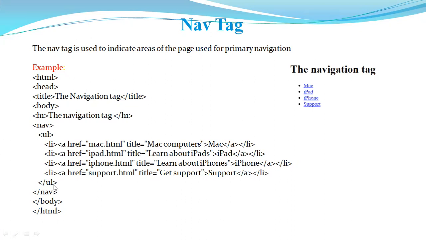The unordered list can be closed. Then the nav tag should be closed. The body tag should be closed. Then HTML should be closed. When we click on the Mac, it goes to mac.html. We click on the iPad, it goes to ipad.html. We click on the iPhone, we move on to iphone.html. We click on the support, we move on to support.html.